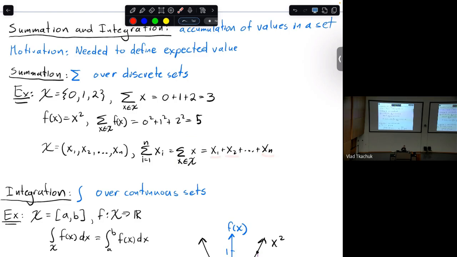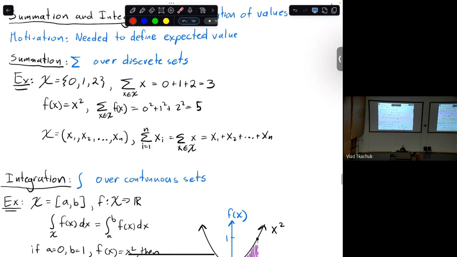But alternatively, people will actually write the sum of the actual things in the set, like these xi's, and then you have the sum notation, which is going from i equals 1 to n. And these are identical. So this notation will be used synonymously throughout. Okay, and so this will be useful.